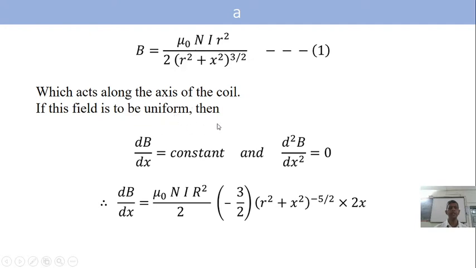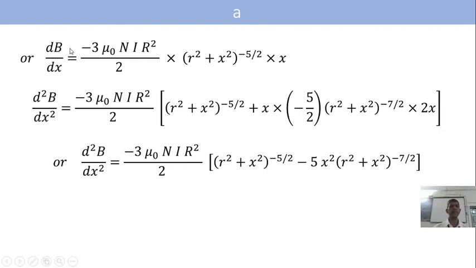If this field is to be uniform, then the differentiation of this with respect to x is constant, that is dB by dx is equal to constant and d square B by dx square is equal to 0. That is, you have to differentiate with respect to x. dB by dx is equal to mu naught N I r square by 2 into minus 3 by 2 into r square plus x square all to the power of minus 5 by 2 into 2x. This can also be written as dB by dx is equal to minus 3 mu naught N I r square by 2 into r square plus x square all to the power of minus 5 by 2 into x. Again, you have to differentiate dB by dx with respect to x.